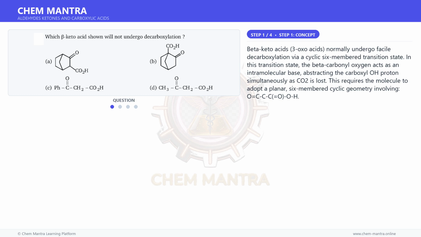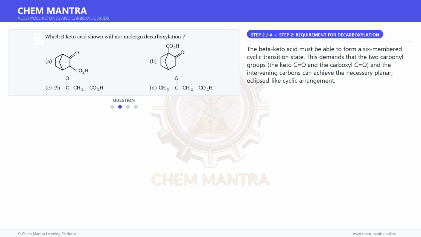Beta-keto acids, 3-oxo acids, normally undergo facile decarboxylation via a cyclic 6-membered transition state. In this transition state, the beta-carbonyl oxygen acts as an intramolecular base, abstracting the carboxyl proton simultaneously as CO2 is lost. This requires the molecule to adopt a planar, 6-membered cyclic geometry involving O=C-C-C=O-OH. Moving on to the next step.